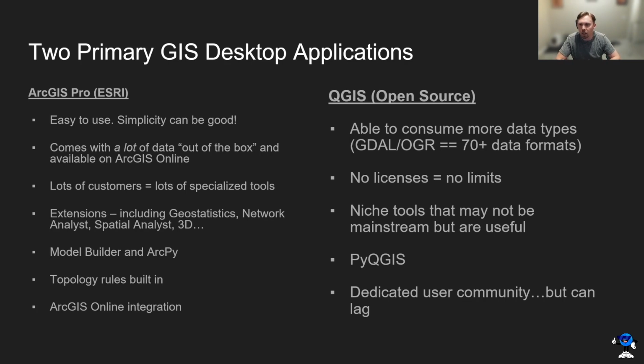There is ArcGIS Pro, which is made by Esri, as you guys already know. Hopefully you're already a little familiar with it, since we've had one assignment and a couple of quiz questions that utilize it. And then the second one is QGIS, which is open source.